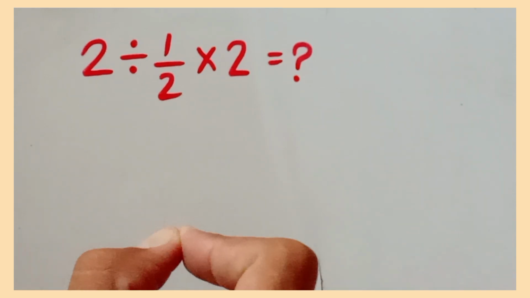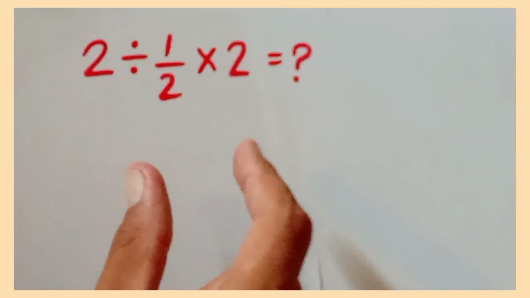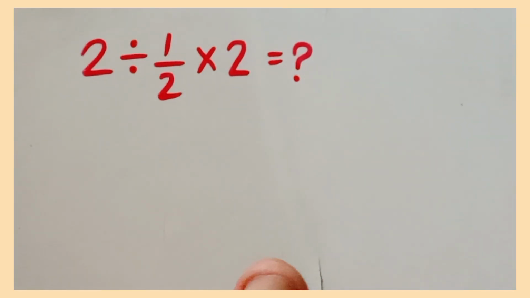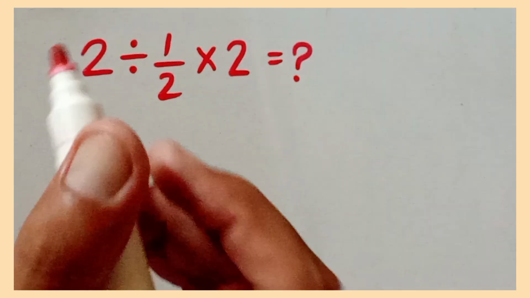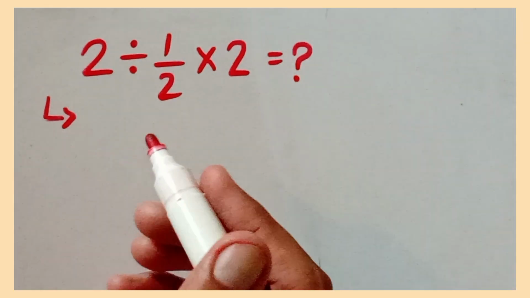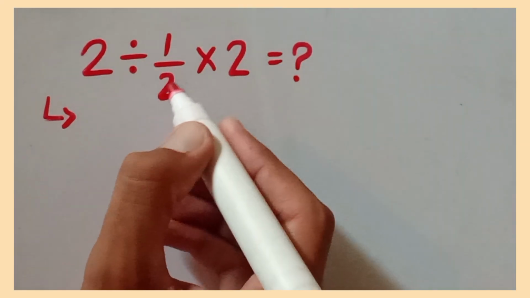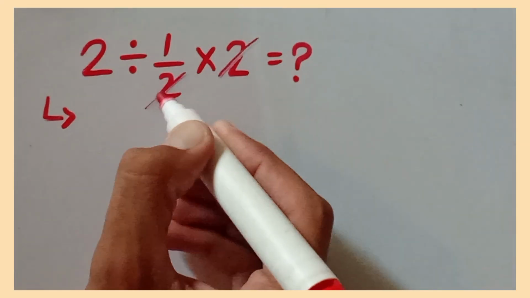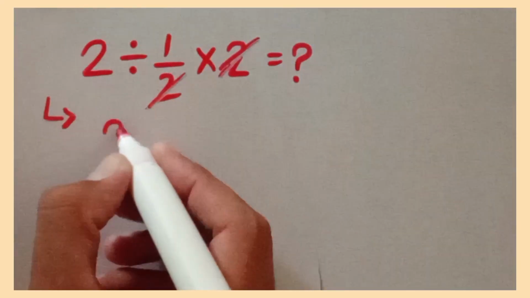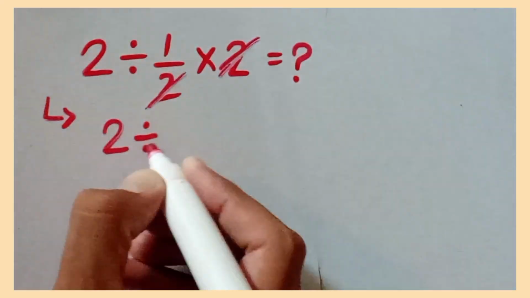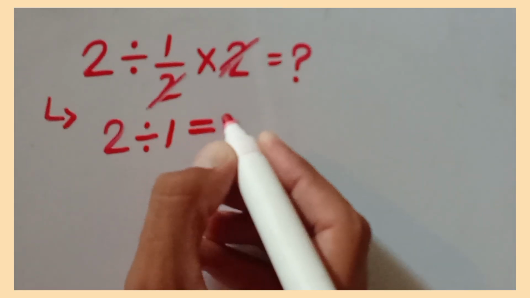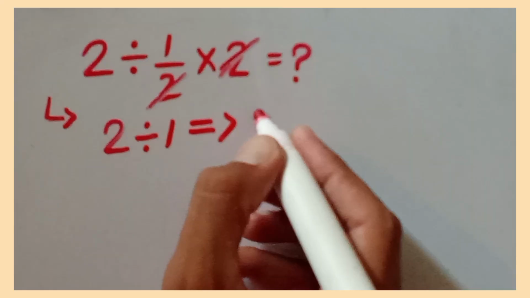So in this video we can solve this question in just 2.5 minutes. Okay, so most people can make this mistake. They can cancel these two numbers, and the result would be 2 divided by 1, which is equal to 2.